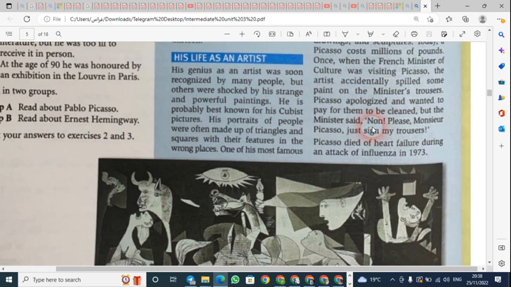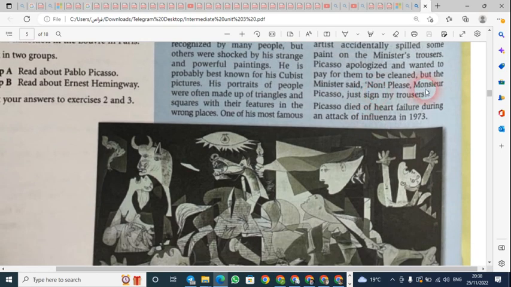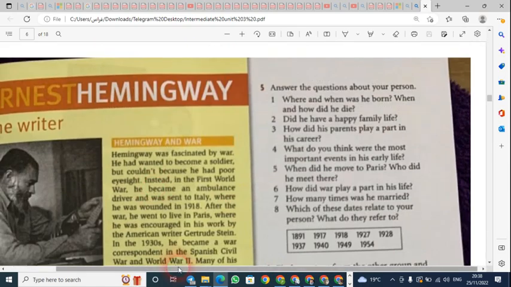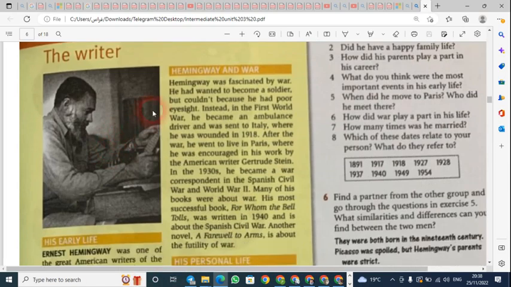But the minister said, "None. Please, Monsieur Picasso, just sign my trousers." Picasso died of heart failure during an attack of influenza in 1973. Let's go now to Ernest Hemingway, the writer.